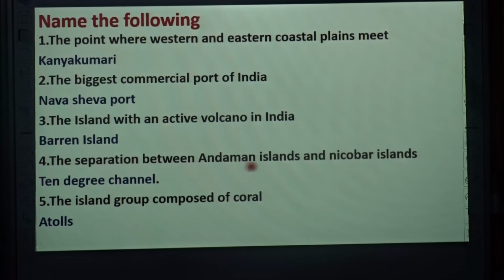The separation between Andaman Island and Nicobar Island is the 10-degree channel. And the island groups composed of corals are called atolls. So let us move on to match the following.